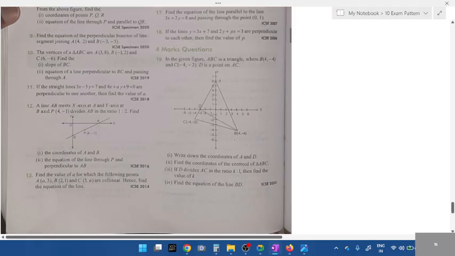Write down the coordinates of A and D. What is A coordinate? A is on which axis? Y axis. So on y axis, x value will be 0, and what's the y value? 0, 6. What is D? D is on which axis? Yes, minus 3, 0. First go through this coordinate, reflection concept.